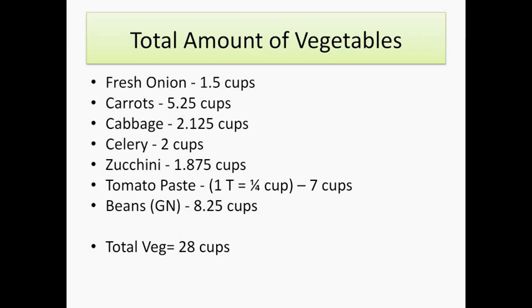We then determine the quantities of each vegetable. We want to convert everything into a cup measurement with a decimal for easier math. So we get 1.5 cups of fresh onion, 5.25 cups of carrots, 2.125 cups of cabbage, 2 cups of celery, 1.875 cups of zucchini, 7 cups of tomato paste, and 8.25 cups of beans. Remember that for tomato paste, every tablespoon equals 1/4 of a cup of vegetable. This gives us 28 cups of total vegetables.